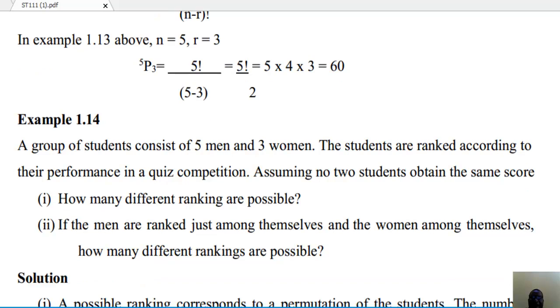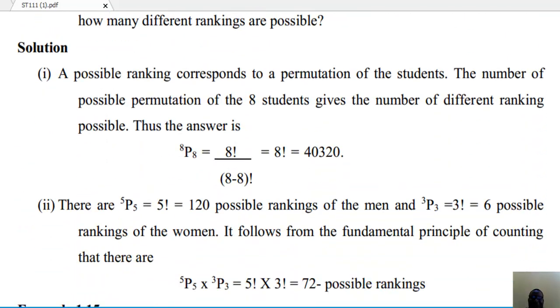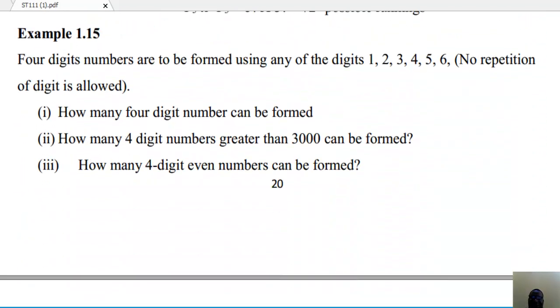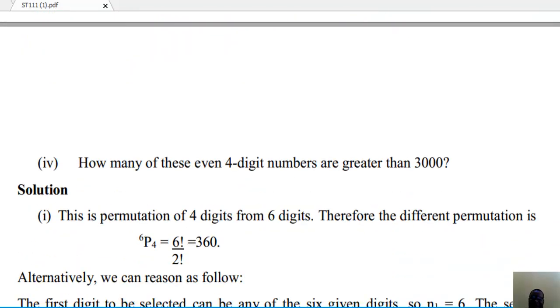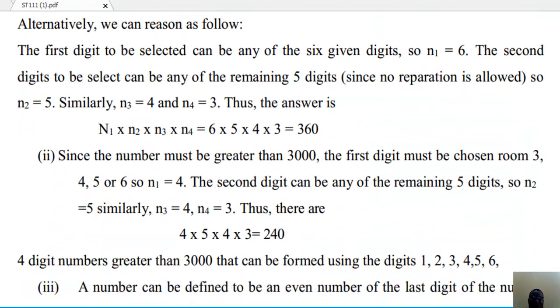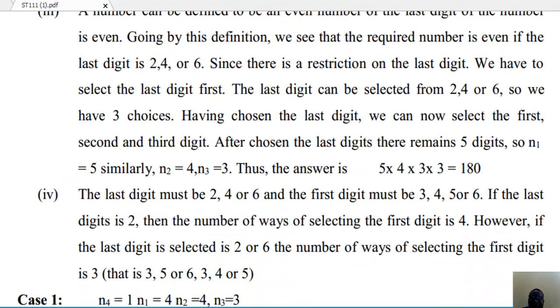So I want you to look at this example. I want you to study it. Of course, I'm going to give you an assignment that will make you study this example.